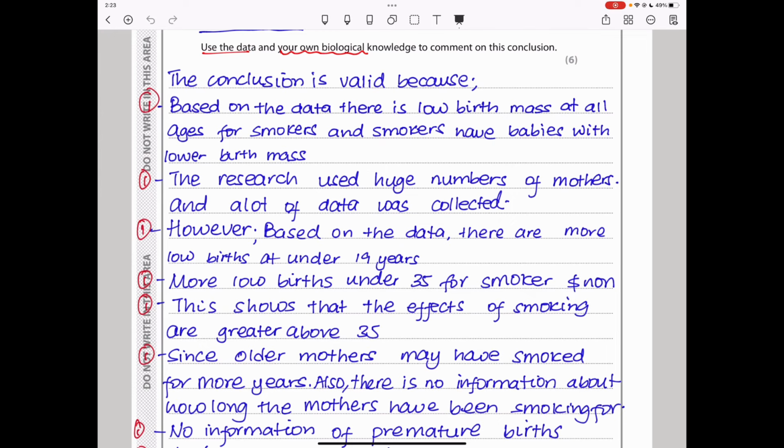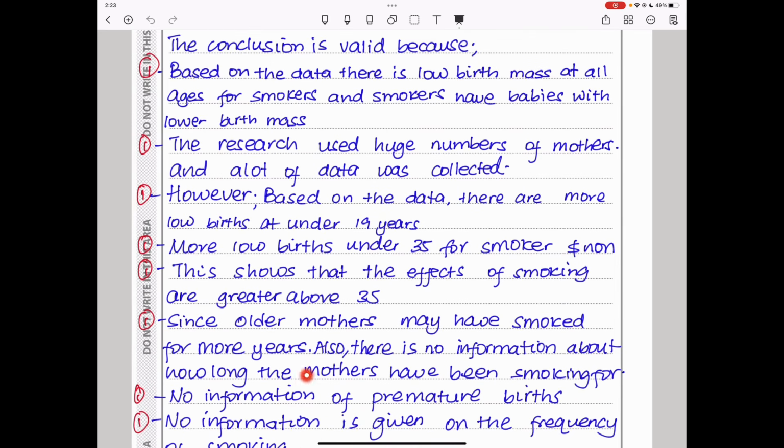And I also said since older mothers may have smoked for more years, also there is no information about how long the mothers have been smoking. So this one here makes us not believe the data, because yes, you have said smoking is the leading cause of children being born with low birth mass. However, if you have not told us how long these mothers have been smoking, maybe some have been smoking for just a week, and therefore it's not smoking that is the collective effect causing this, or some have been smoking for more than 20 years, then that could be a risk factor. So I said since older mothers may have smoked for more years, also there is no information about how long the mothers have been smoking for.